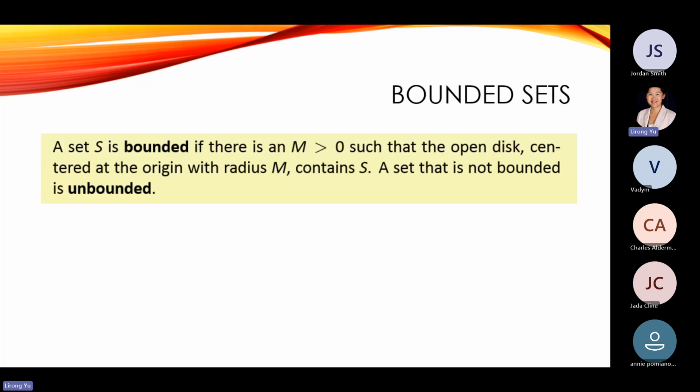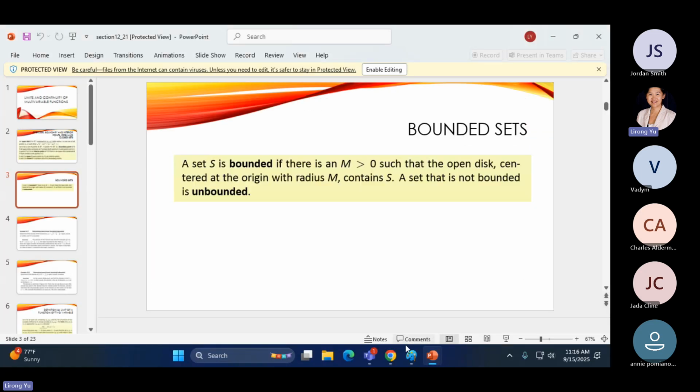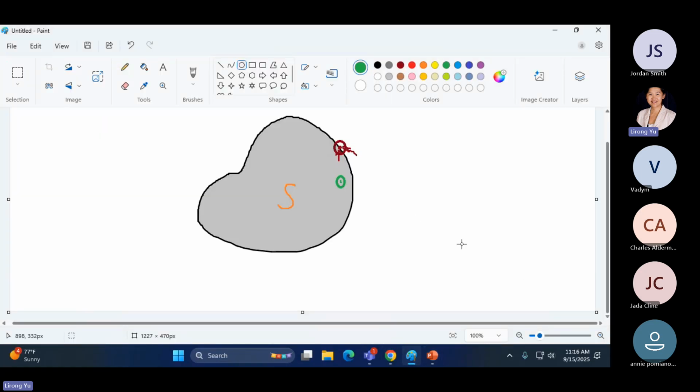A set is bounded if there's an M, the radius of a disk, such that you can find M large enough so that the open disk centered at the origin with radius M contains S. A set that is not bounded is called unbounded. So if you cannot find such an open disk, then the set must be unbounded. So what's a bounded set? For example, the one I'm drawing is a bounded set because, let's see, the origin is over here.